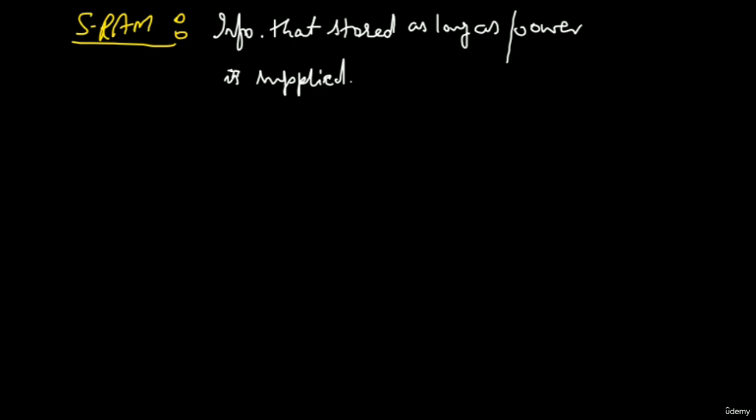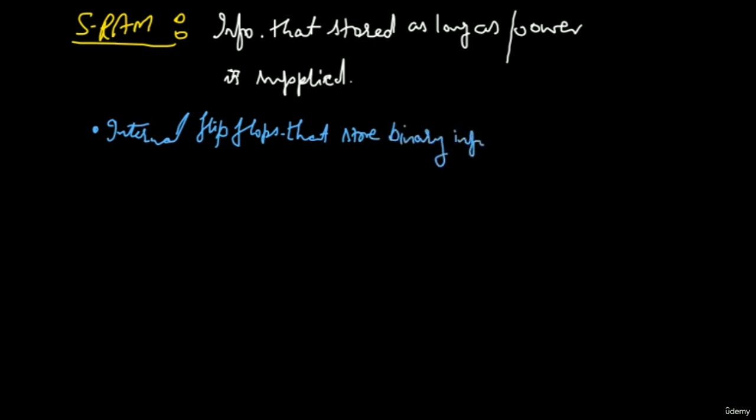The static RAM consists essentially of internal flip-flops. So we can add this as a point here. It has internal flip-flops that store binary information, as is pretty obvious. Everything working inside a computer or any machine is actually binary. You cannot just store a picture, a movie, or data as such.